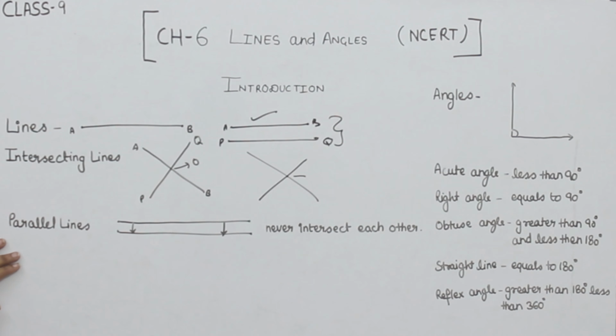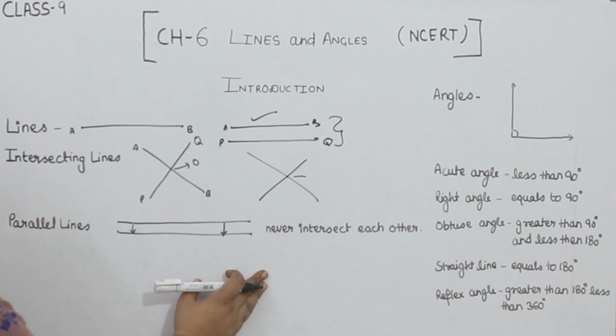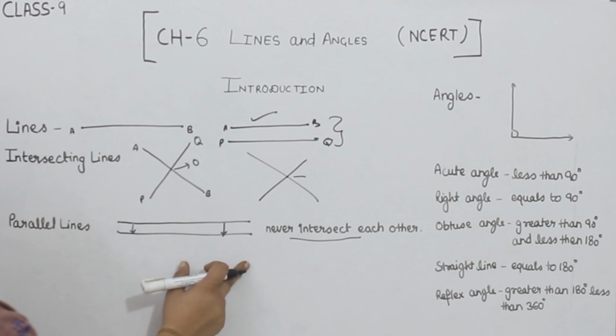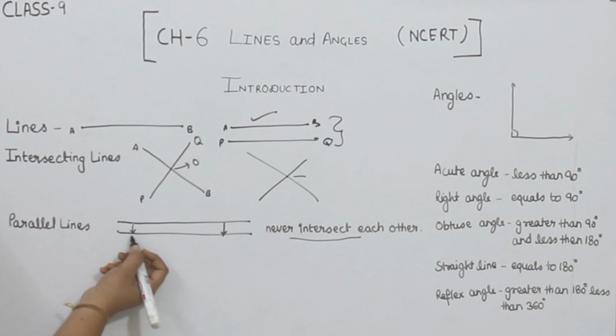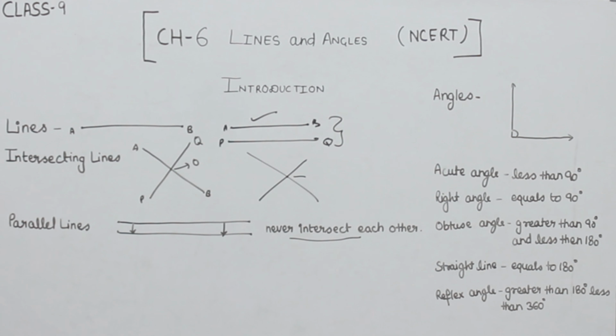Now comes to the parallel lines. Parallel lines are lines which never intersect with each other and they have equal distance when they start and when they end, and they never intersect with each other. So they are the pair of parallel lines.